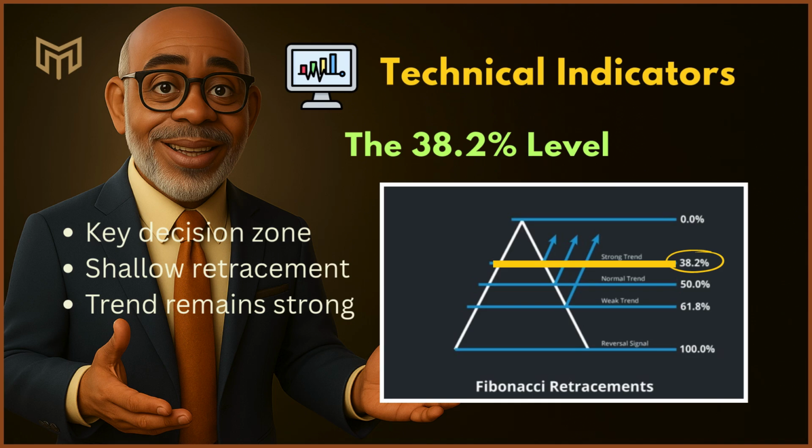Traders often treat Fibonacci levels as key decision zones during a pullback. When price reaches the 38.2% level, it is considered a shallow retracement. This typically suggests the trend remains strong, and many traders begin looking for early opportunities to rejoin the move in the direction of the trend.